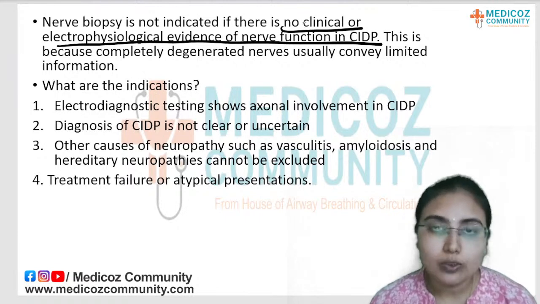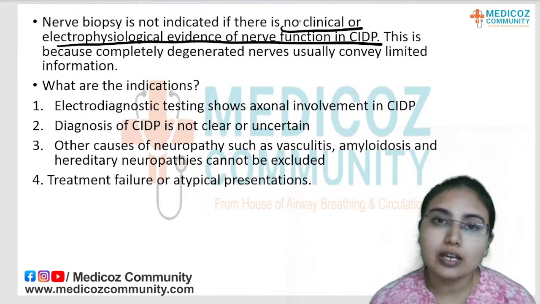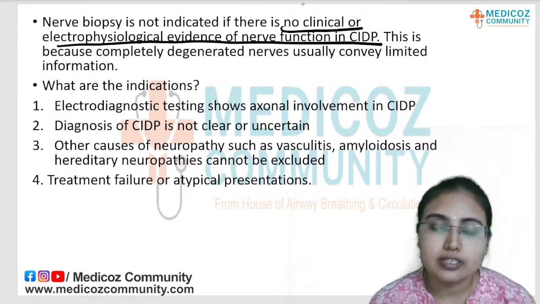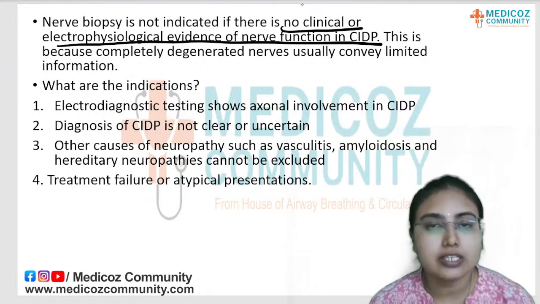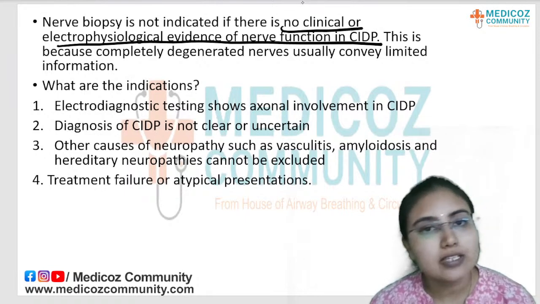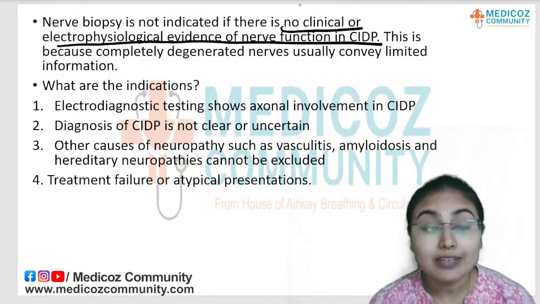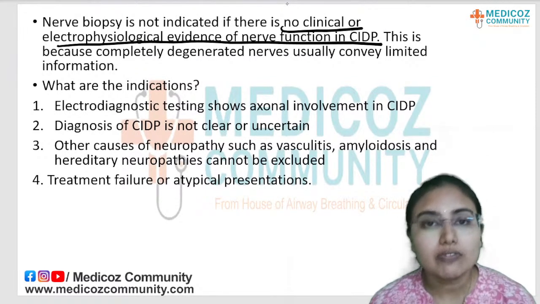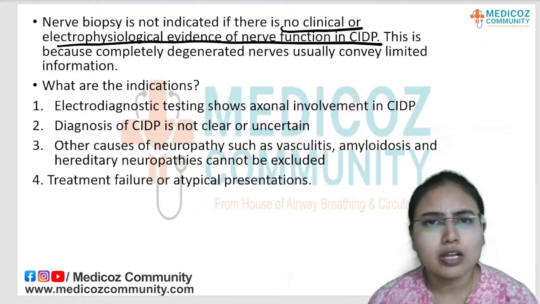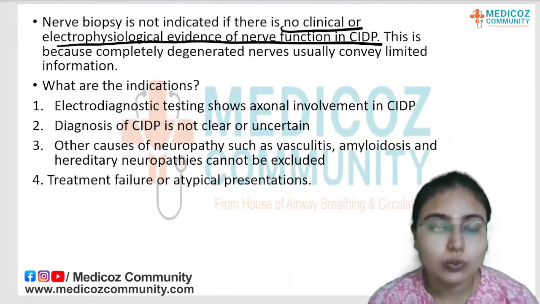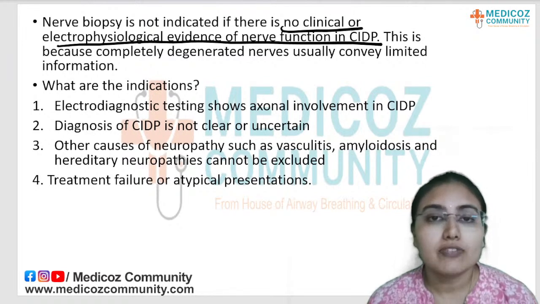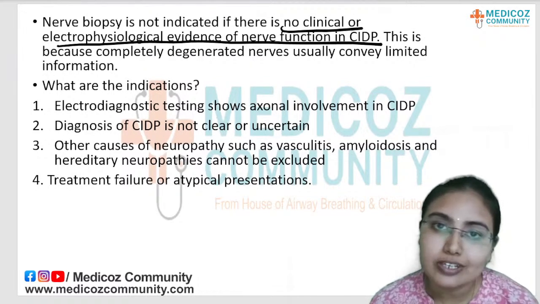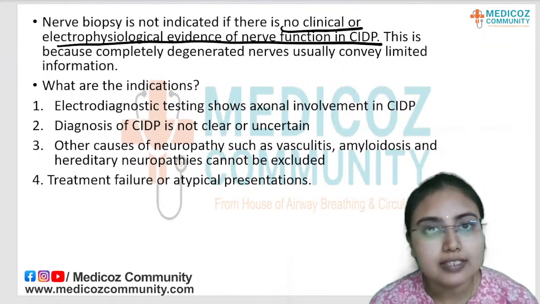Clinically, when you examine the nerve, you realize that the nerve is completely not functioning. Electrodiagnostic, that is, you conduct a nerve conduction study, an EMG. Again, there is no activity in that particular nerve. That means this nerve has completely degenerated. So if you biopsy this nerve also, you will not get any results. You will not be able to find out what is the underlying pathology because the nerve is completely degenerated. So there is no use of this biopsy then.